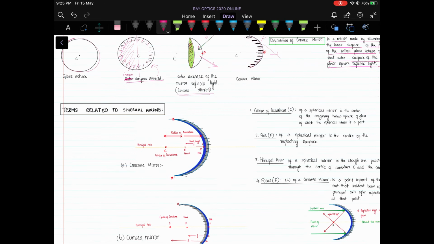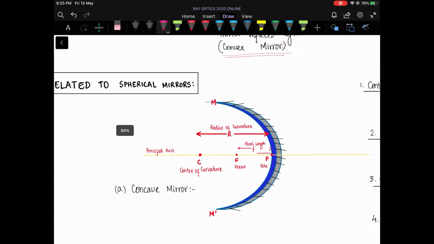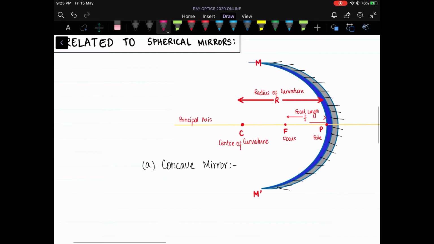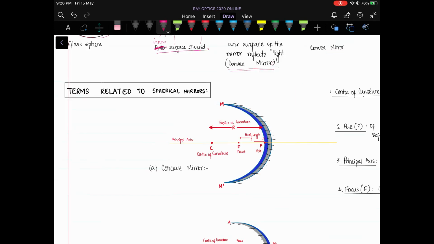Now to get into more detail of it, we have to understand the various terms related to spherical mirrors, and we should do it properly right now because later you will come across lenses and you will have similar kinds of terms again. So better to go through it once, have a proper discussion about the terms related to your mirrors, both concave and convex, get a proper understanding and then proceed. So here are the different terms related to our spherical mirrors.